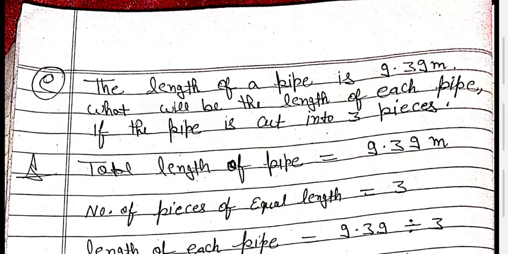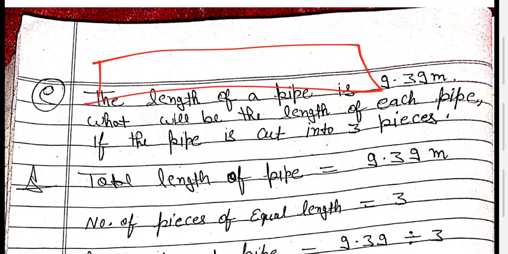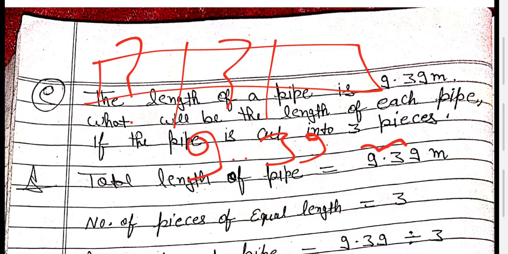The length of a pipe is 9.39 meter. What will be the length of each pipe if the pipe is cut into 3 pieces? Now there is a big pipe, and the length of the big pipe is 9.39 meter, and you have to cut it into three equal parts, one part, two part, three equal parts, and you have to find out what is the length of each part.